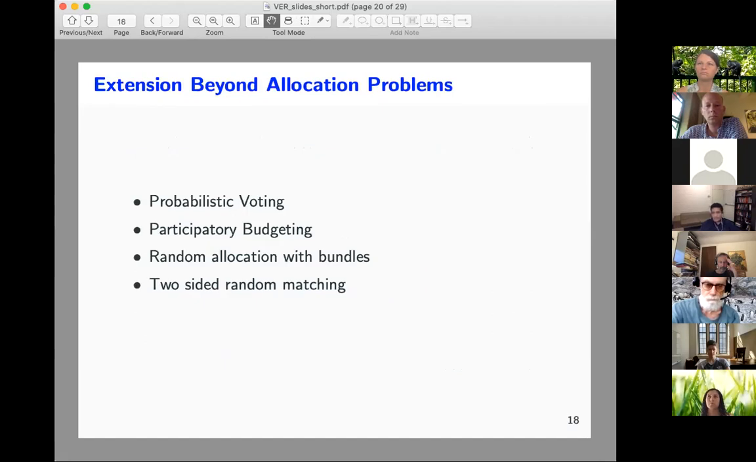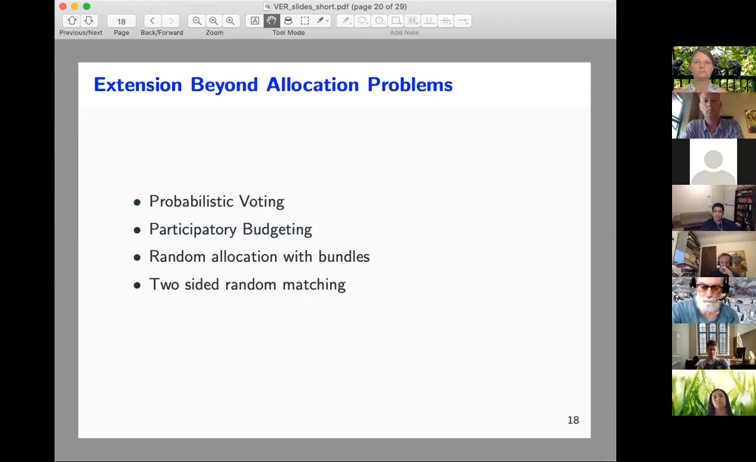So I tried to frame this particular rule, the vigilant eating rule, in the form of object allocation, where agents have preferences over objects. However, in our paper, we discussed that the VER rule is not restricted to the case of object allocation. It can apply to any social choice context where agents express ordinal preferences over a finite set of deterministic outcomes. So in this context, it applies directly to probabilistic voting.